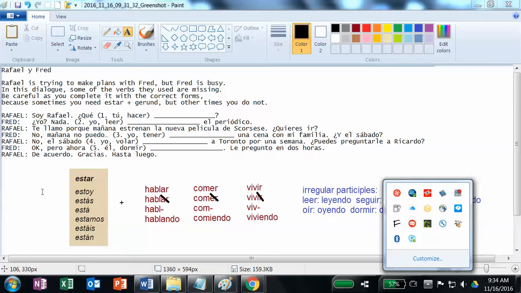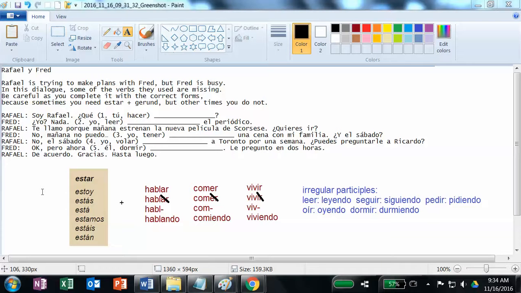Okay, so let's do this activity. Now remember, this we'll be able to figure out when we should be using the present progressive tense and when not. So Rafael is trying to make plans with Fred, but Fred is busy. In this dialogue, some of the verbs they use are missing. Be careful as you complete it with the correct forms, because sometimes you need estar plus the gerund, these are your gerunds, hablando, comiendo, viviendo, but other times you do not.